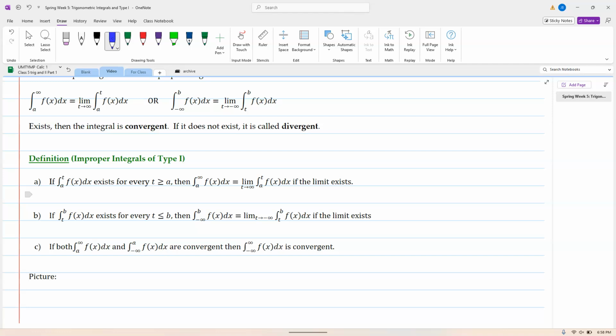But a little bit more technicality here. This is kind of what we were doing before: if we can say that the definite integral exists for every t, where t is just going to vary greater than a, then we just say that the improper integral from a to infinity exists and is convergent.